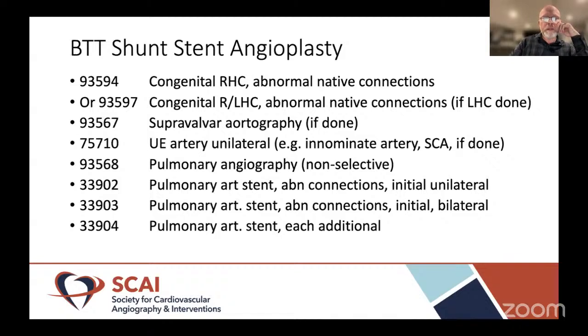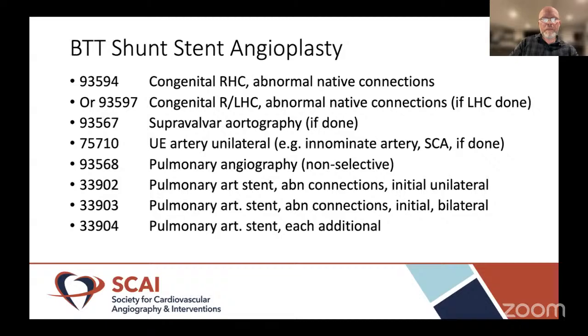And then again, you're going to be able to do the non-selective pulmonary artery angiogram as you would have on the PDA, assuming you engage the BT shunt and you're injecting directly into that. And then similarly, you're going to apply the pulmonary artery stent codes, either the initial unilateral, the bilateral, or each additional, depending upon what you're doing there.